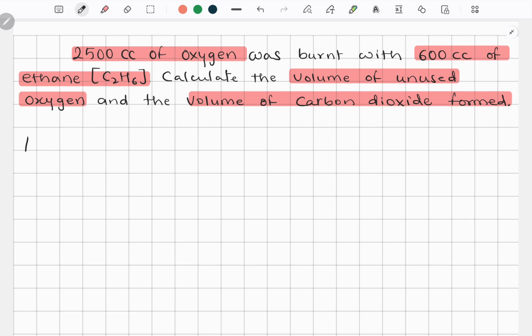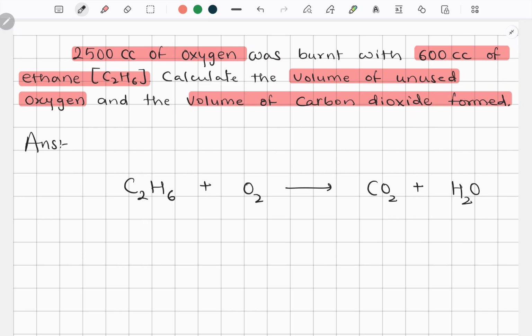Whenever any hydrocarbon reacts with oxygen, or it burns, or it's a combustion reaction, the products are always carbon dioxide and water, or steam you can say, because the reaction temperature would be really high. So here C2H6 reacts with O2 to form CO2 plus H2O.